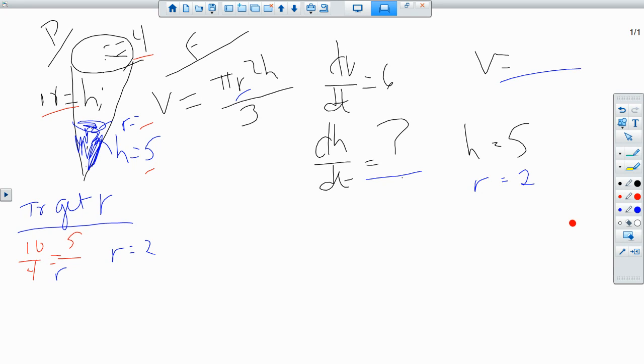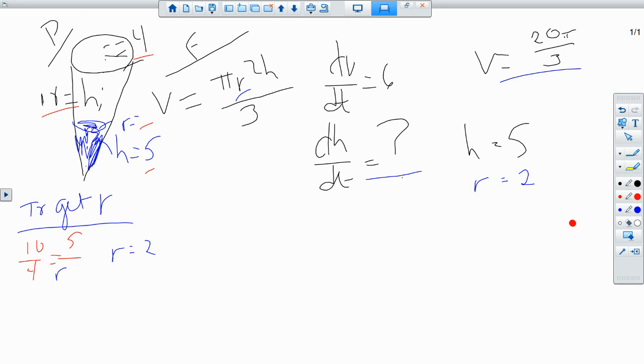So the volume would be 4 times 5, 20 pi over 3. We're not going to need that, I don't think. Questions on where that came from? That's just one little intermediate step you had to do, right? Because we didn't know r. We can also have dr/dt changing, but we are not going to need that.